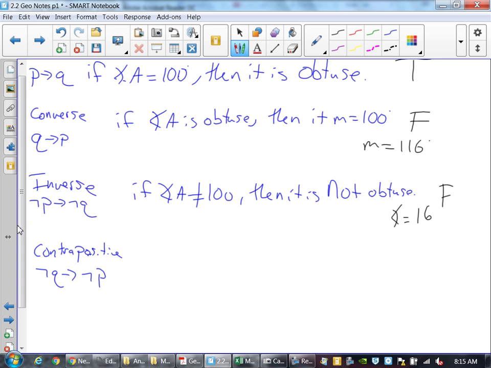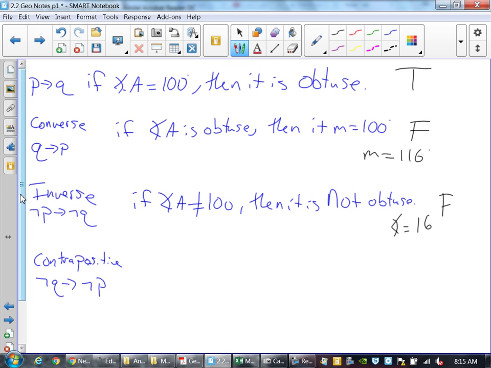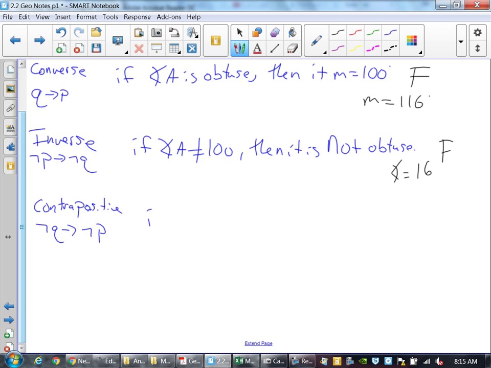So not Q implies not P then would have been, if angle A is not obtuse, then it does not measure 100 degrees. If angle A is not obtuse, then it measures not equal to 100. True or false? True, very good. That's a true statement. Because it's not equal to 100 degrees. If it's not obtuse, it's not going to equal 100 degrees. So that's a true statement.